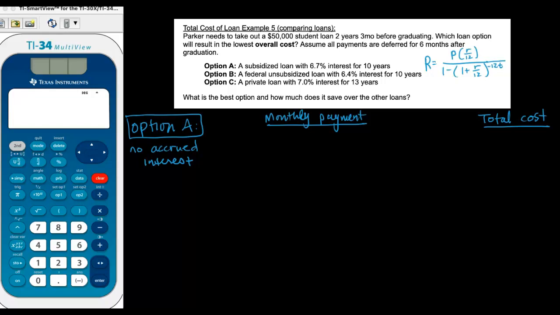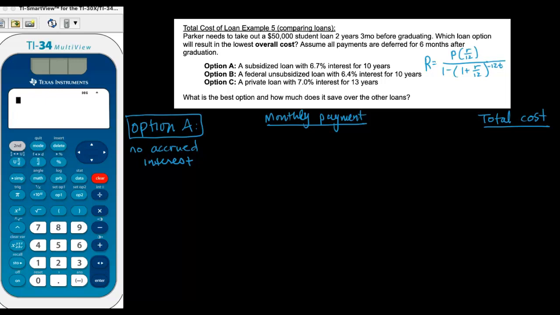In this video, we're going to look at the total cost of a loan, and we're going to look at 3 different options. Each option is a little bit different type of loan, and then the rate changes. So this is going to be a long example, but it's an interesting example because we really get to see the difference that all of these variables make when it comes to factoring total cost of a student loan.